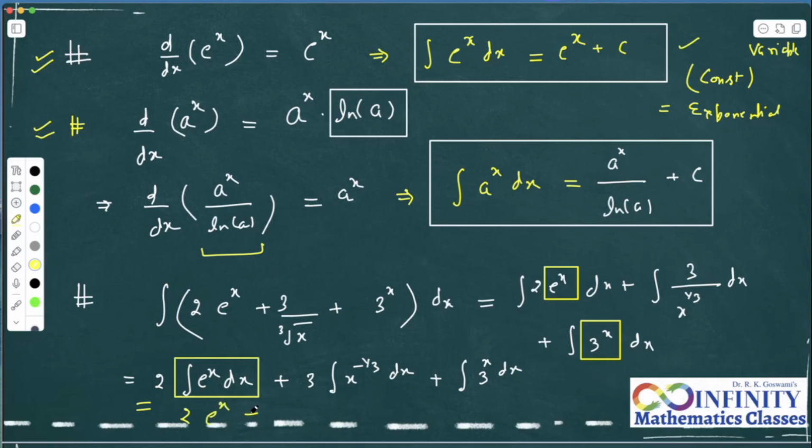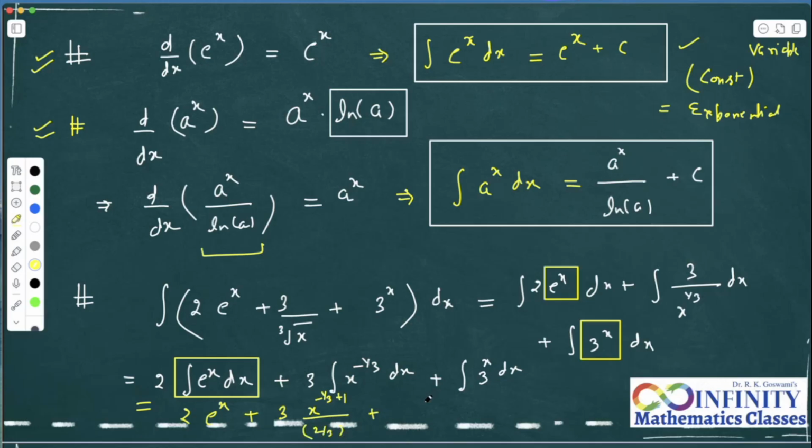Perfectly okay. 3. I will be using the x exponent negative 1 by 3. This is the polynomial rule I told you. But it should be x exponent negative 1 by 3 plus 1, that is 2 over 3. Yes, 2 over 3 divided by 2 over 3. Perfectly okay. And what is the last part?